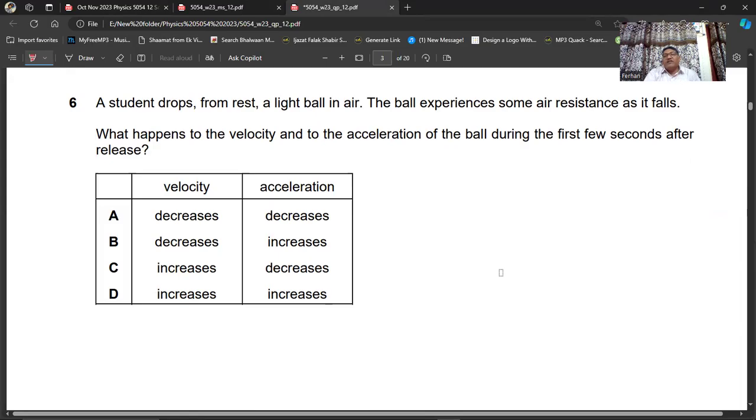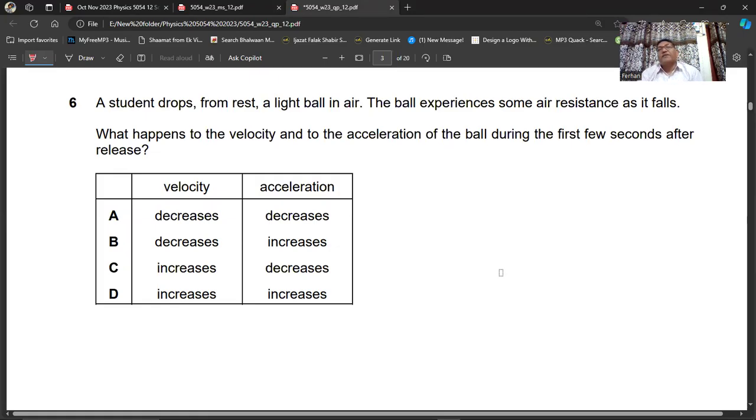So velocity is increasing. When it starts falling downward, at the start there is no air resistance, so the downward force acting on it is only the weight. There is no upward force because the ball is not yet moving. So at the start the resultant force is maximum, so the acceleration downward is also maximum. But as it moves, because its velocity increases, the air resistance acting on it also increases.